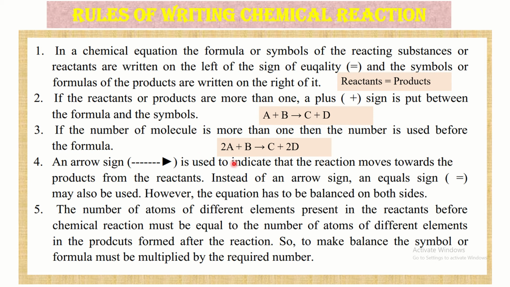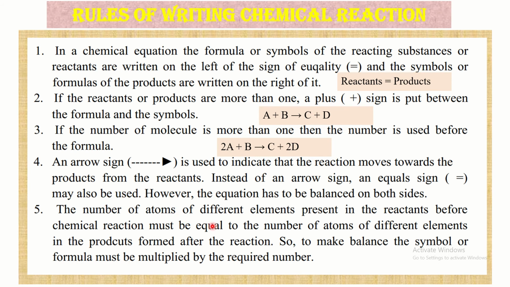An arrow sign is used to indicate that the reaction moves towards the products from the reactants. Instead of an arrow sign, an equal sign may also be used. However, the equation has to be balanced on both sides. Look, in these reactions, here an arrow sign is put. But instead of this arrow sign, you can put an equal sign also. But for putting an equal sign, you have to balance the reaction. Without balancing the reaction, an equal sign will not be put.